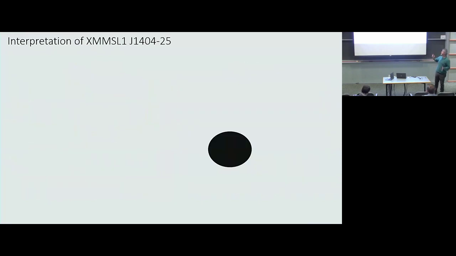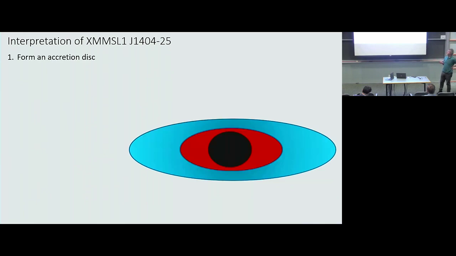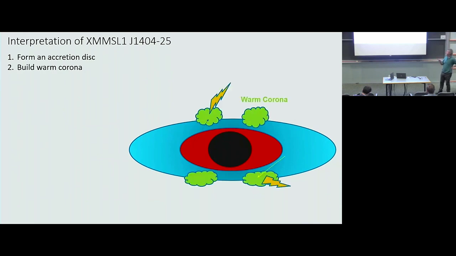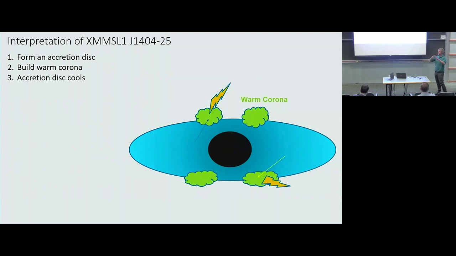Okay, so how do we interpret XML 1404 now? First of all, when we stewed over it, it formed this accretion disk, which we saw, just an accretion disk. It started to build a warm corona, and did this very quickly. The accretion disk cools over time, and so the thermal X-rays fall away a bit, but the corona stays there. So the corona stays there, upscattering the UV and EUV photons still.